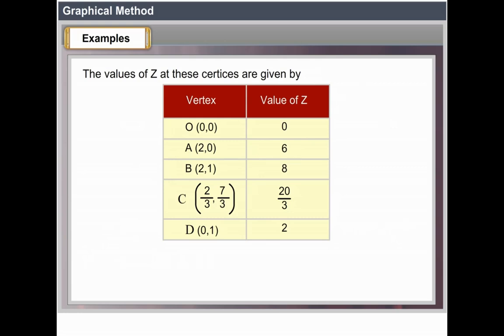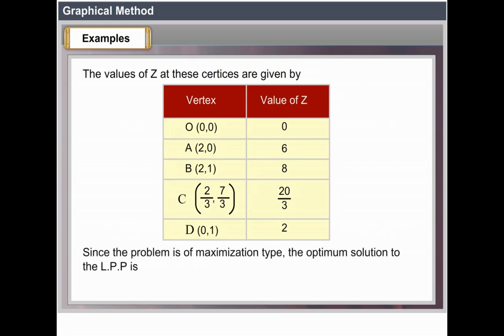While substituting the point (0, 0), we get Z equal to 0. Substituting the point (2, 0), we get Z equal to 6. Substituting the point (2, 1), we get Z equal to 8. Then (2 by 3, 7 by 3) gives Z equal to 20 by 3. Finally, substituting the point (0, 1), we get Z equal to 2. Since the problem is of maximization type, the optimum solution to the LPP is maximum Z equal to 8, with x1 equal to 2 and x2 equal to 1.